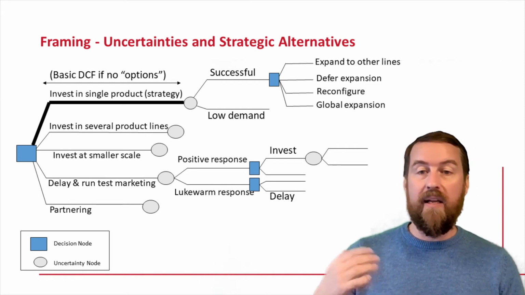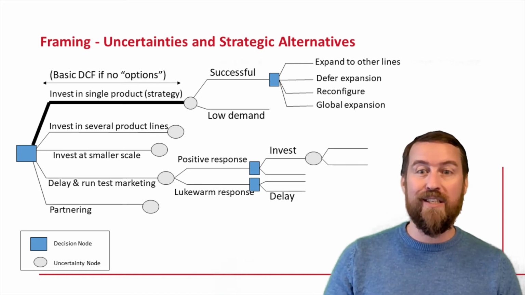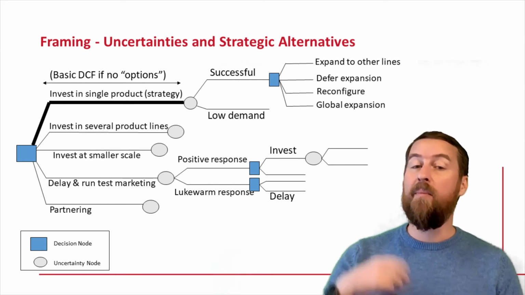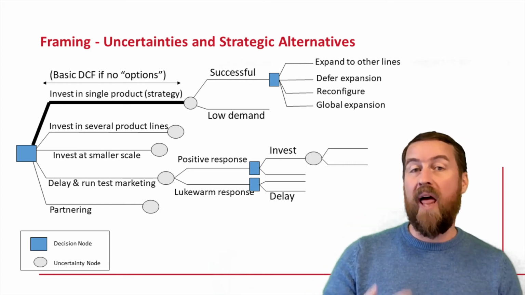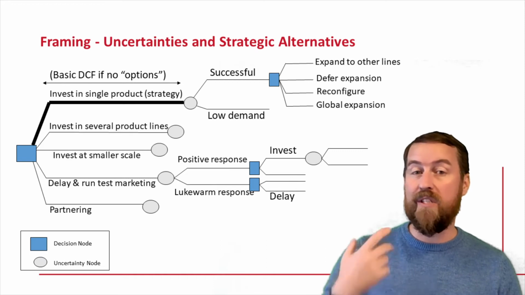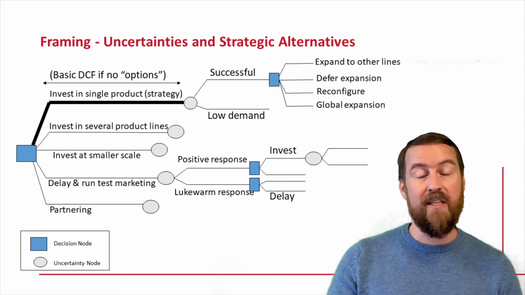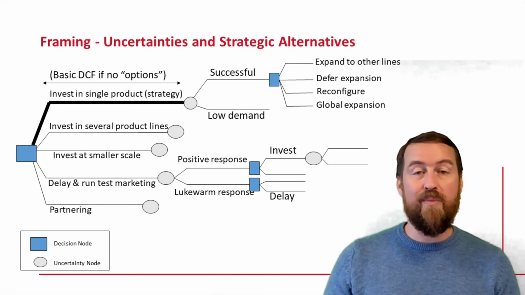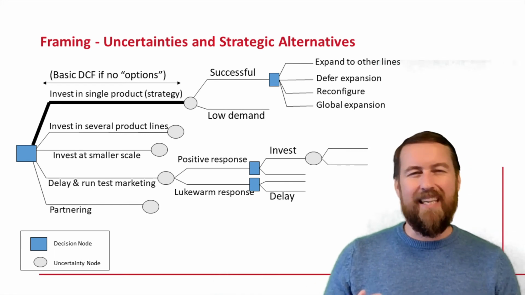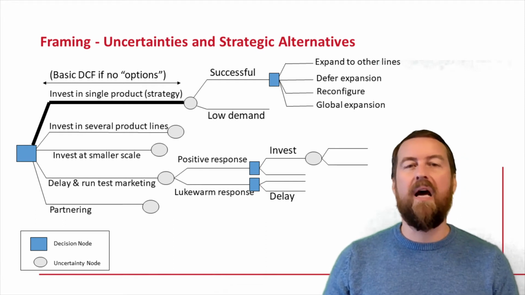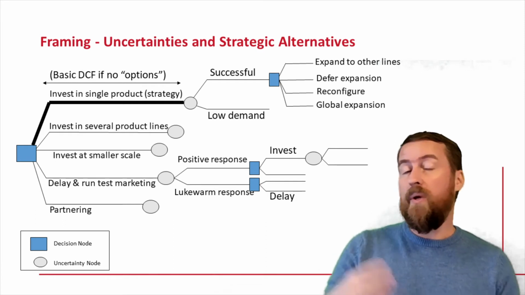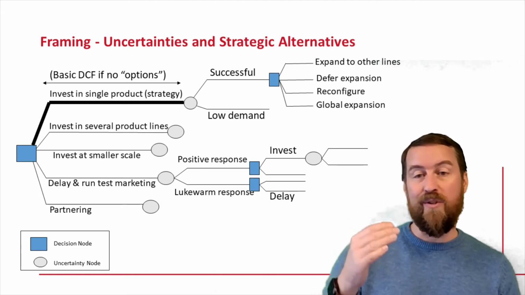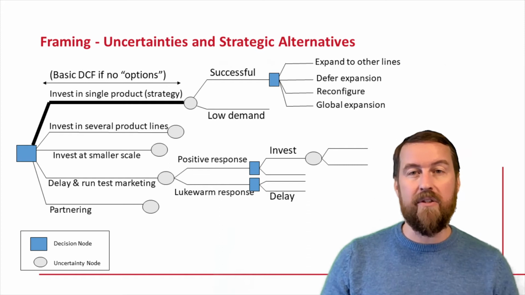So if we are in a delayed test marketing scenario, we don't know if that's going to be good or bad, but at the end of it, we will have to make a decision. If there is a positive response, we can invest, or we can still delay. If there's a lukewarm response and people say, maybe this is something I like later on, we can delay, but we could also choose to invest. And the probabilities of success will change at each of these levels.